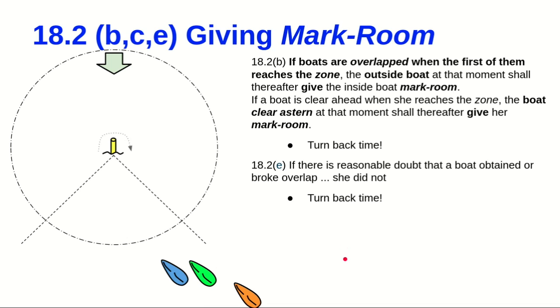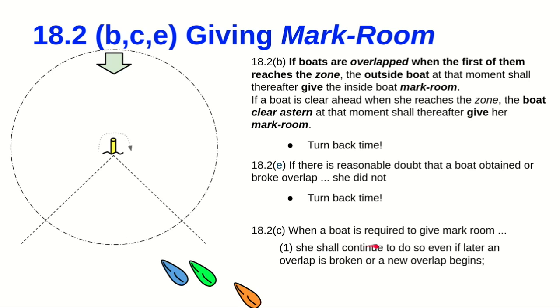We look back here and there is no overlap with orange and green, but there is one with blue and green. So at this point of time, we resolve the doubt by saying, because there is doubt that blue broke the overlap with green, she did not. Because there is doubt that orange established an overlap with green, she did not. So for the purposes of Rule 18, this is the situation we look at, where there is no doubt. Orange didn't have an overlap with green, green did have an overlap with blue, and orange didn't have an overlap with blue.